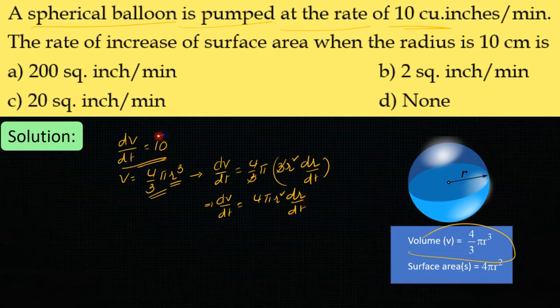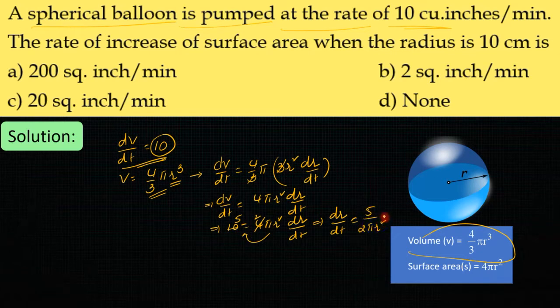Given dV by dt is equal to 10. So here 10 is equal to 4 pi r square into dr by dt. Here 2 twos are 4, 2 fives are 10. This implies dr by dt is equal to 5 by 2 pi r square.